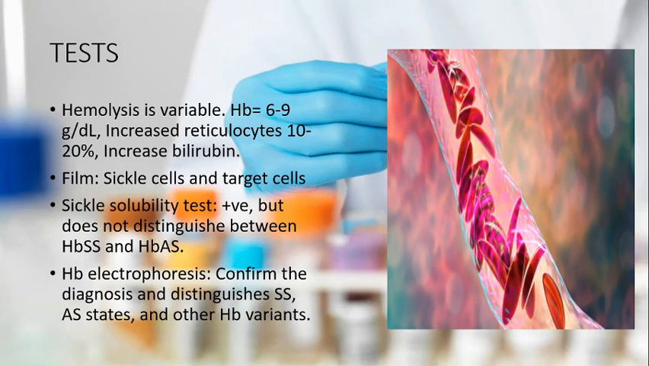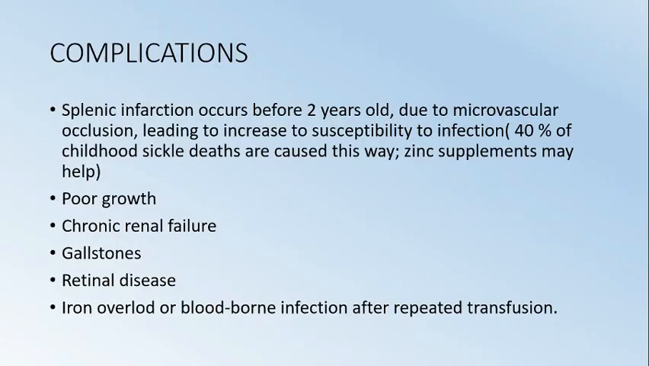So other HBS variants can also be distinguished through hemoglobin electrophoresis. And there are actually other things like the history, the morphology of the RBCs, mass spectroscopy, and sickling tests might also help. So let's go into the complications, some of the complications we see.